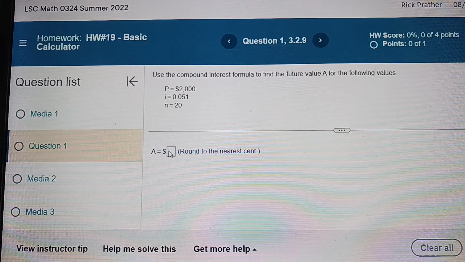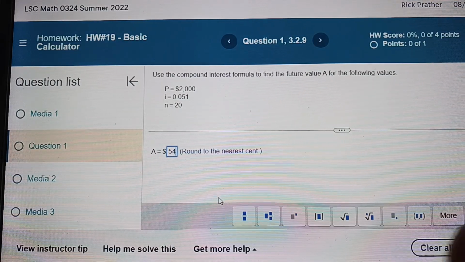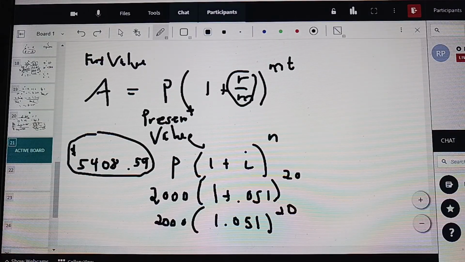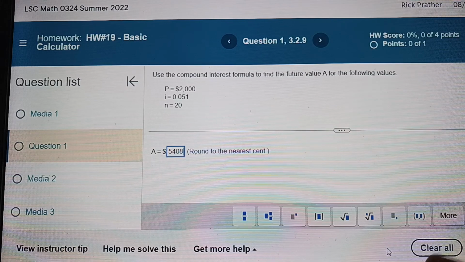So that's what it's worth in the future. You come back so many years from now, $5,408, round to the nearest cent, 59 cents.